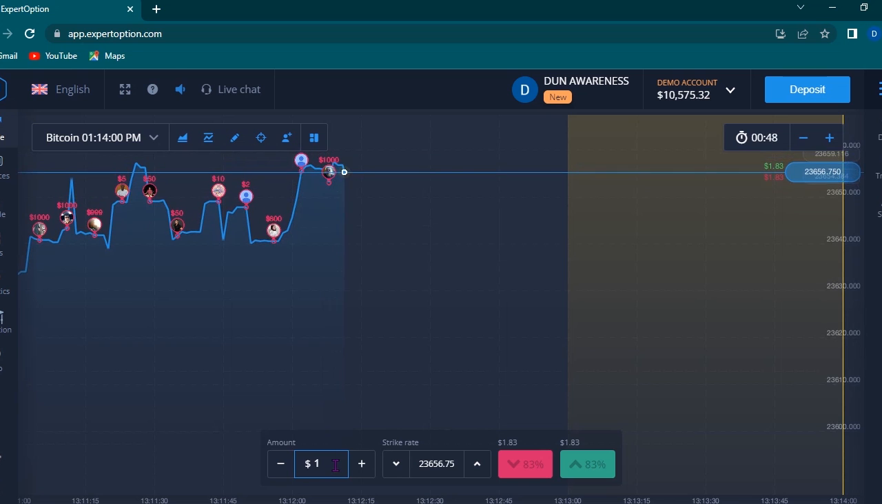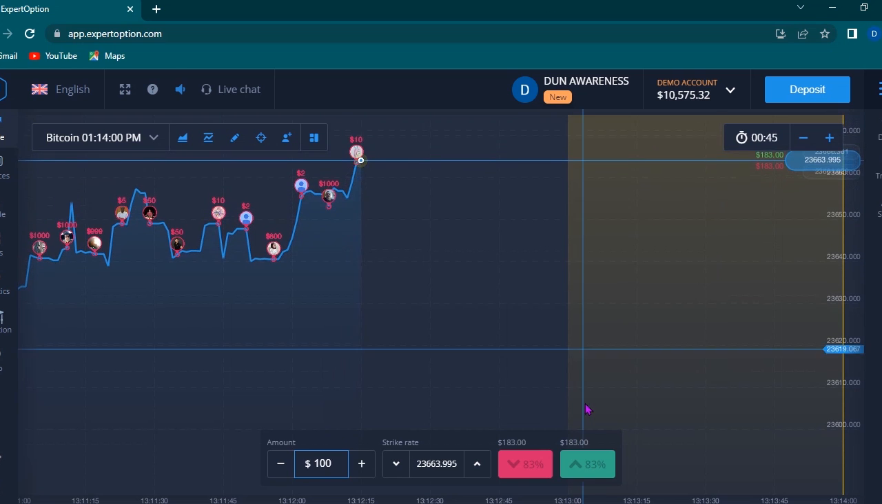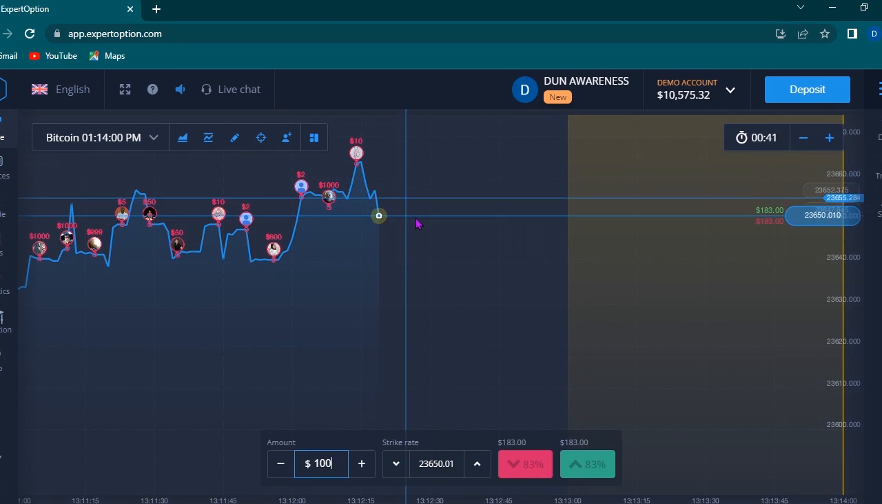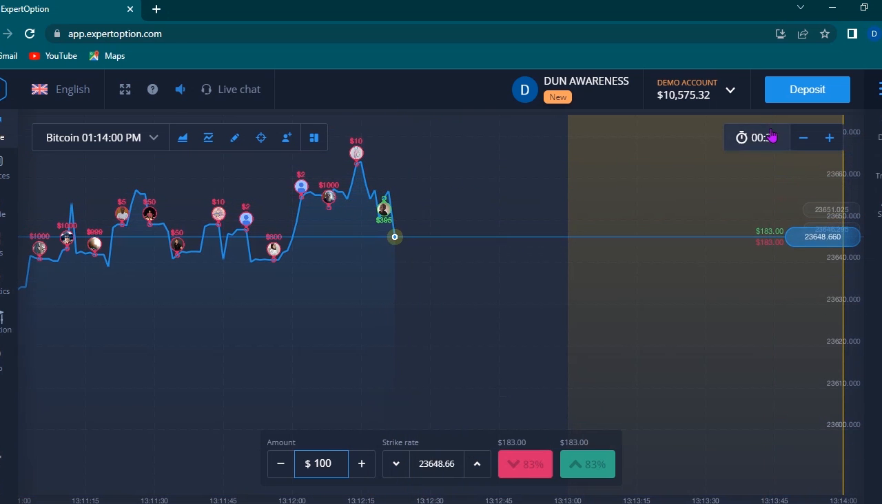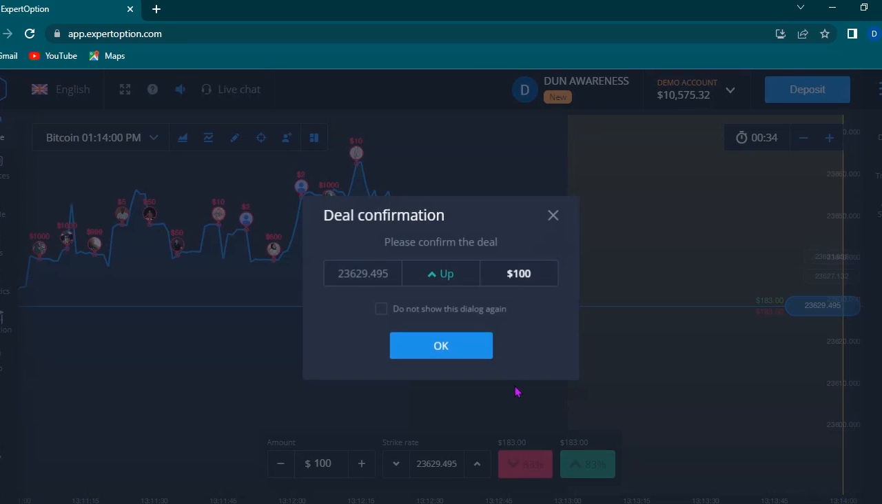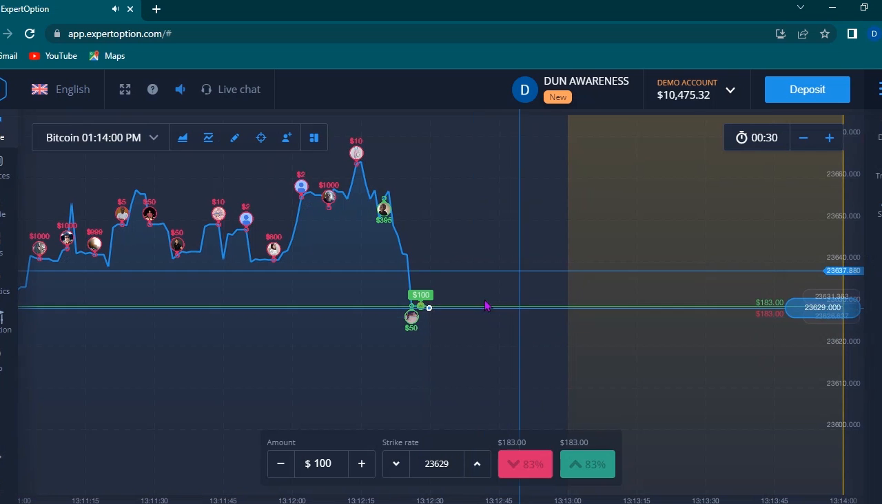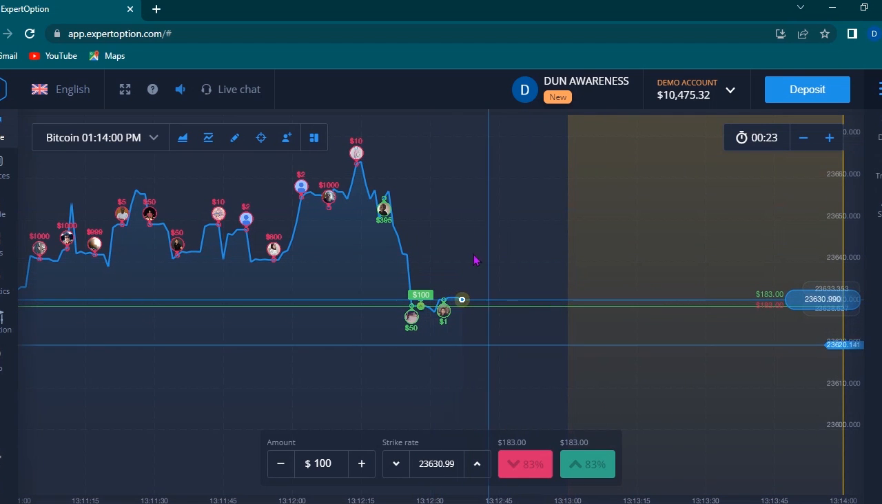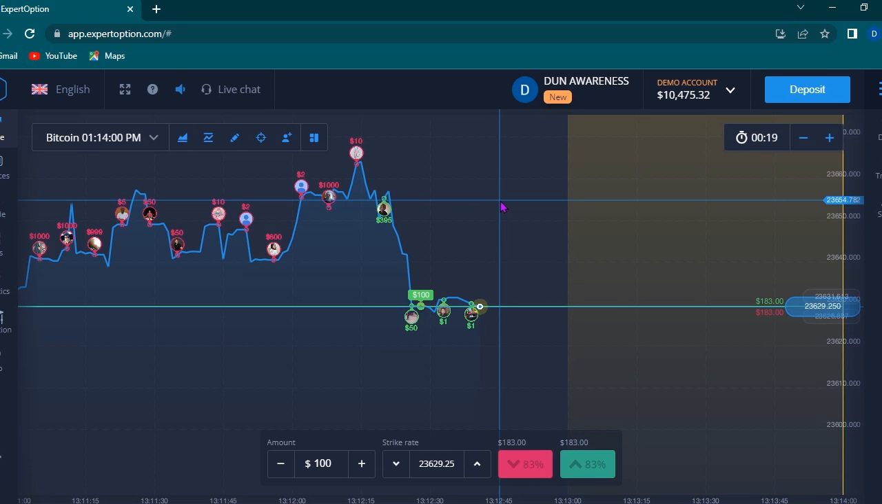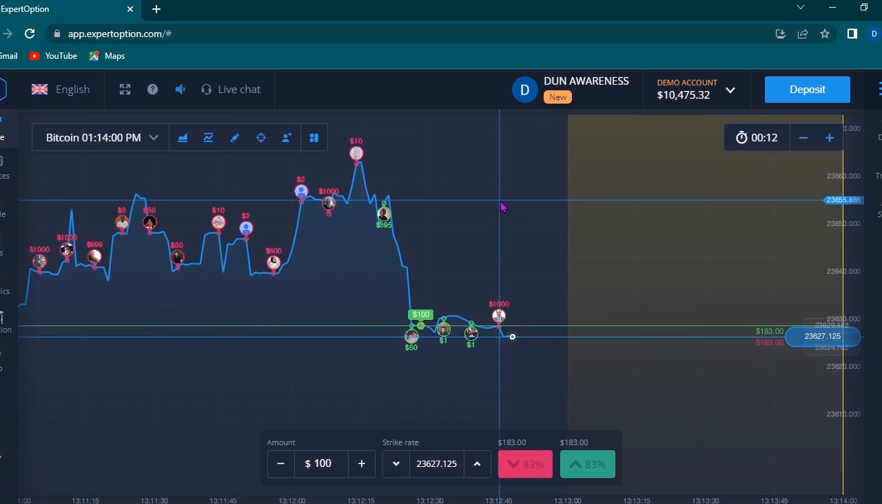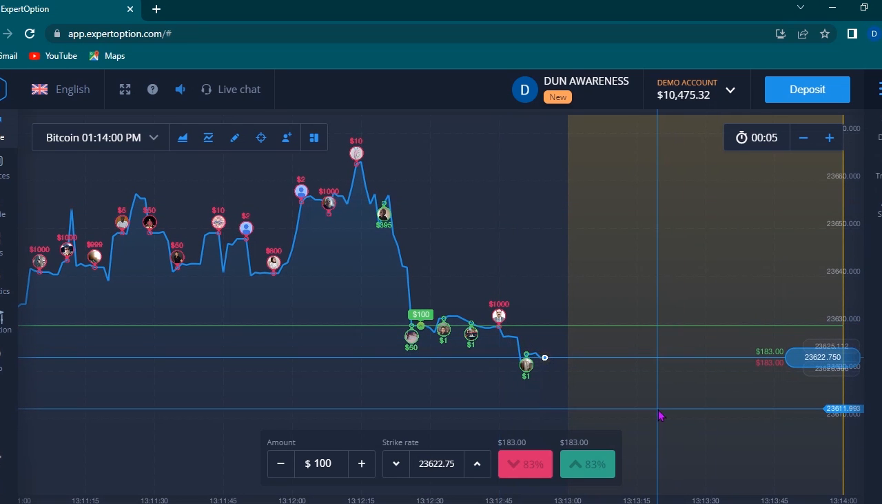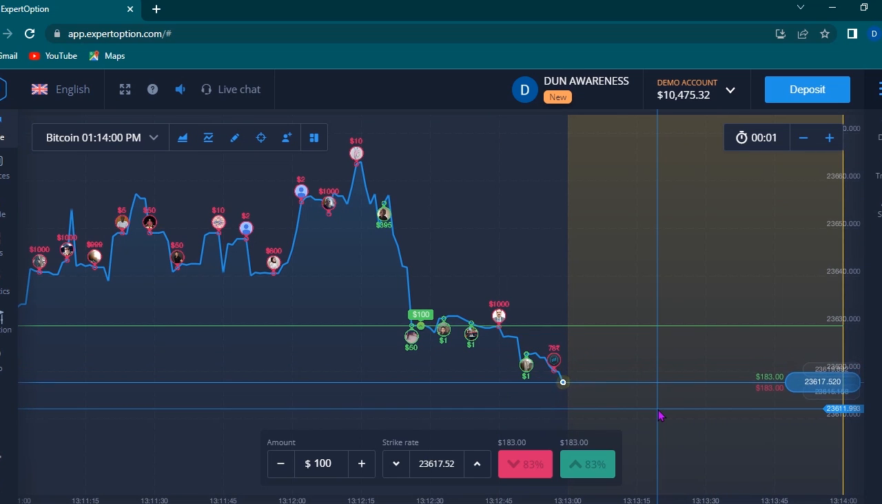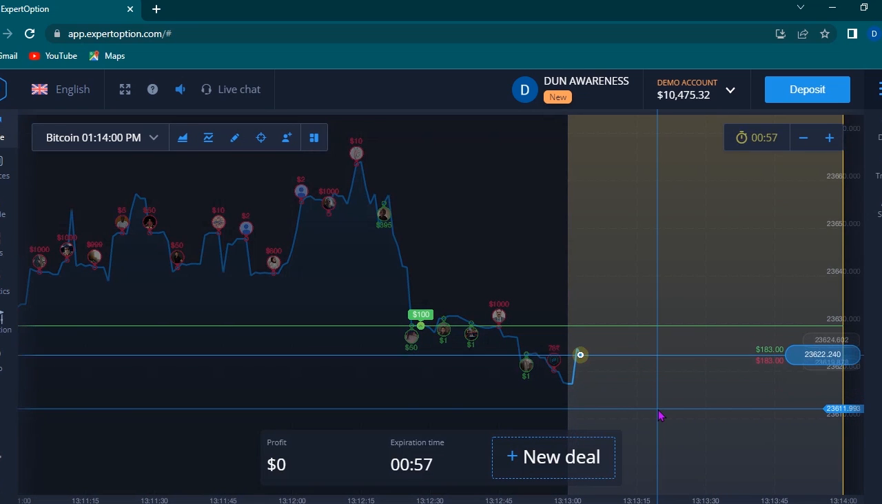This is how you do it. You put the amount here. This is where you check the price of Bitcoin or any asset, and then you can set the time and buy. For example, I buy here. If the market stays above that line until 1 minute is over, then I'll be winning. If the market is down after 1 minute is over, then I'll be losing my $100. But if it is still above that line, I'll be winning.